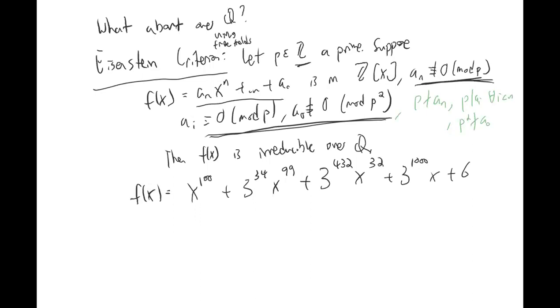If you just saw this without knowing this criterion, you would be like, man, how? Because if you just think of factoring, there are many ways to factor it. It's degree 100, so it could be a factor of degree 50 times degree 50, or degree 49 times degree 51. There are so many options. But here, you just use the Eisenstein criterion. You take p to be 3. So this is certainly in Z[x], irreducible over Q.